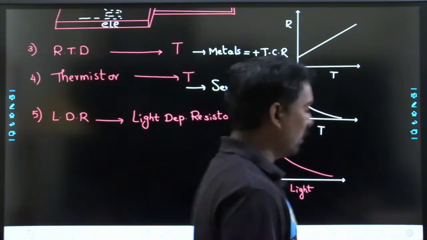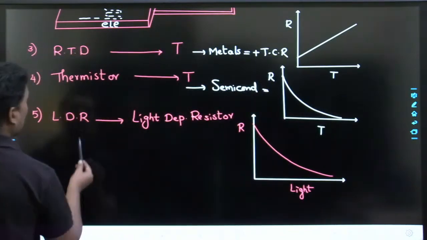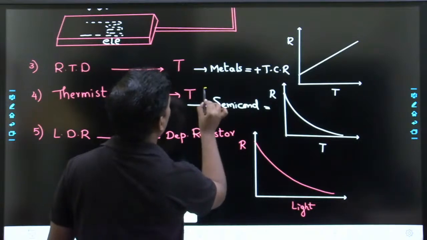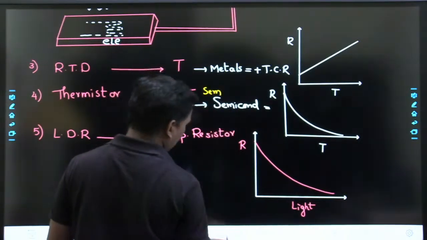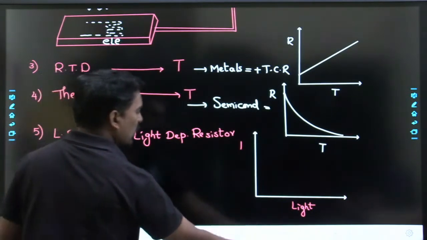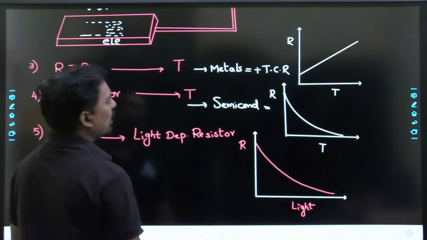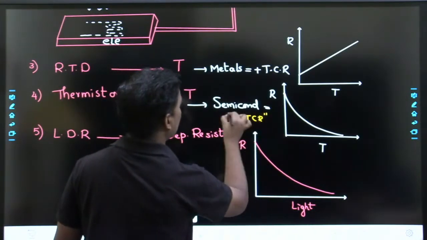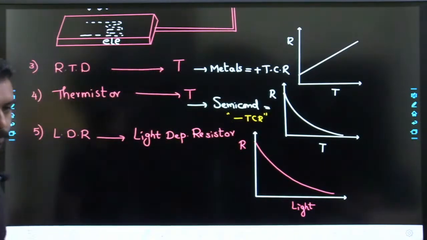Thermistor is for semiconductor, yes. Here I am right. Thermistors can be prepared with semiconductor. I have written already, Mathurji. Thermistors have a negative temperature coefficient of resistance. As the temperature increases, resistance decreases exponentially.